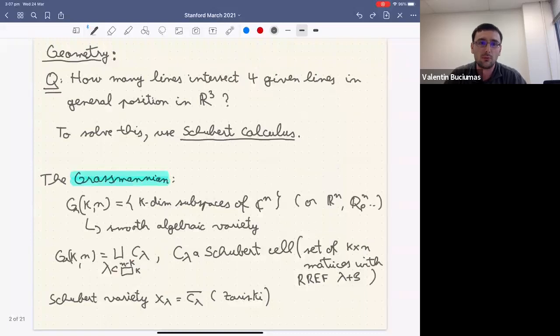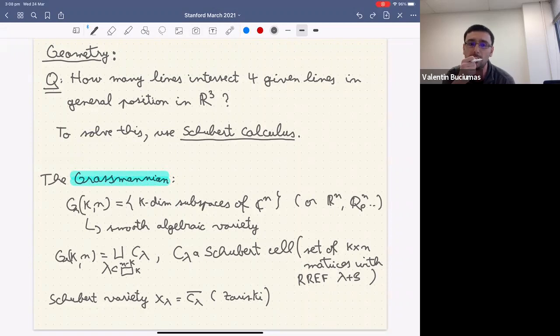Okay. So before we begin, let me talk a bit about geometry, and let me try to give some motivation why one would study such functions. So we may start with a very old problem in enumerative geometry, which is how many lines intersect four given lines in general position in R3. One may solve this problem computationally, but one may also use Schubert calculus to solve this problem. And this is what I'll try to explain vaguely how to do.